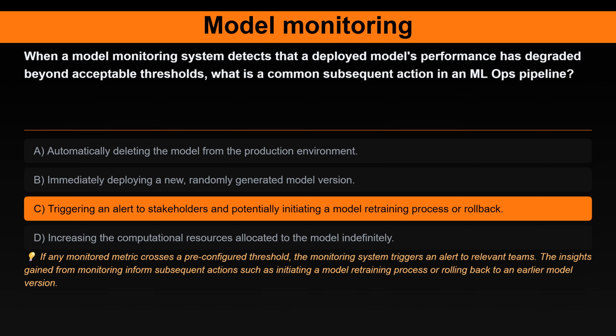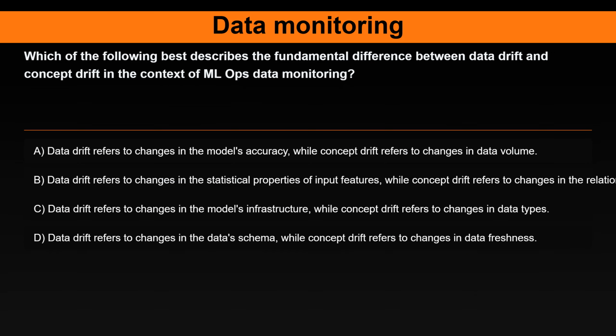The correct answer is triggering an alert to stakeholders and potentially initiating a model retraining process or rollback. Here's the explanation. If any monitored metric crosses a pre-configured threshold, the monitoring system triggers an alert to relevant teams. The insights gained from monitoring inform subsequent actions such as initiating a model retraining process or rolling back to an earlier model version.